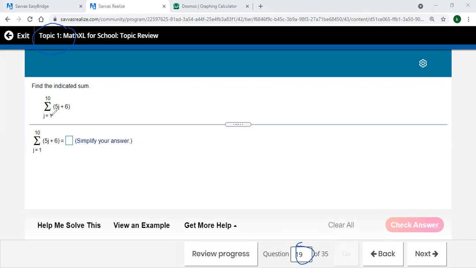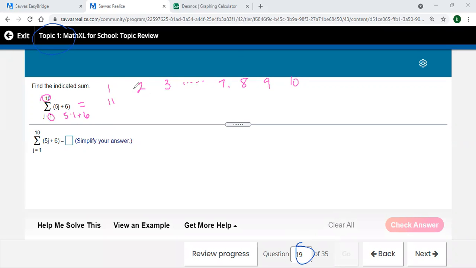And what it is saying is we're going to add up all the terms of this sequence from 1 to 10. If you're not familiar with what that means, I'll list them out here: 1, 2, 3, and then 7, 8, 9, 10, and we'll stop somewhere along there. So the first term is found by taking a 1 and putting it in for j. So 5 times 1 plus 6. So the first term, that's 5 plus 6, would be 11.